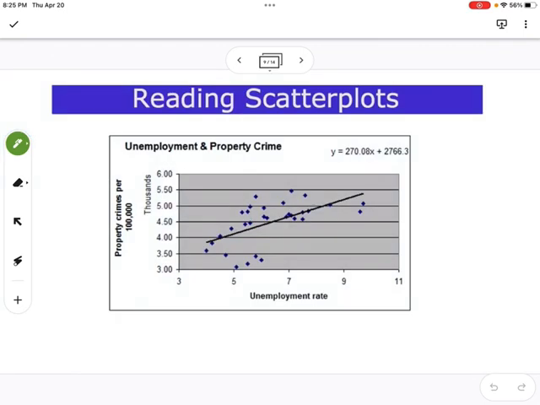Okay, and this one here, we have unemployment rate, and we have the property crimes per 100,000. Okay, so what we see here is as the unemployment rate goes up, the property crimes also goes up. So this is a positive correlation. As unemployment goes up, the property crimes goes up.